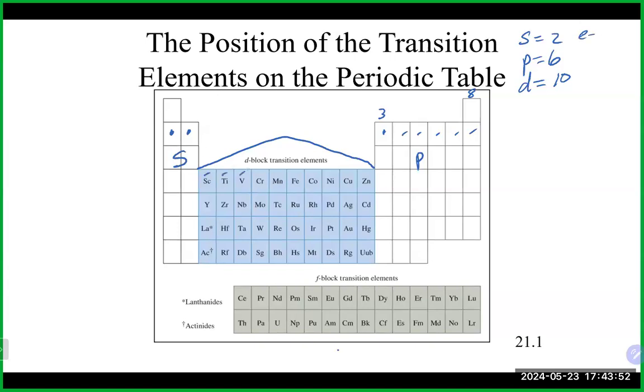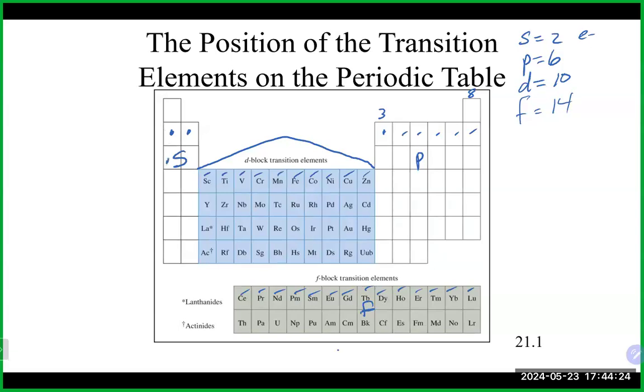That's 1, 2, 3, 4, 5, 6, 7, 8, 9, and 10. And down here, this is our F shell. F is 7 orbitals, each can hold 2. It's 14 total electrons if you max them up, and that's 1, 2, 3, 4, 5, 6, 7, 8, 9, 10, 11, 12, 13, and 14. You can count off electron configuration from the periodic table if you sort of know what you're doing.